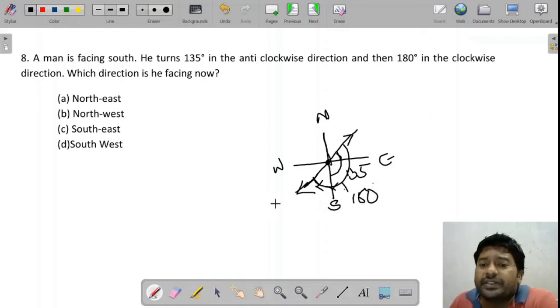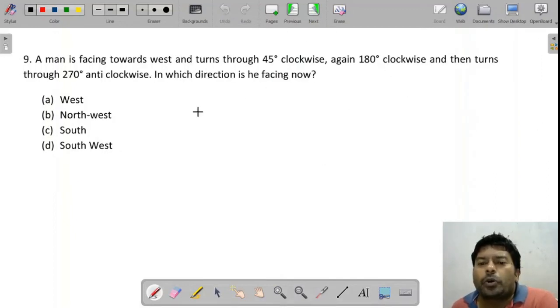Which direction is he facing now? He is facing southwest. See, this is south and this is west. He is facing this side. That means he is facing southwest. Option number D is the right answer for this question. We will move on to question number 9.